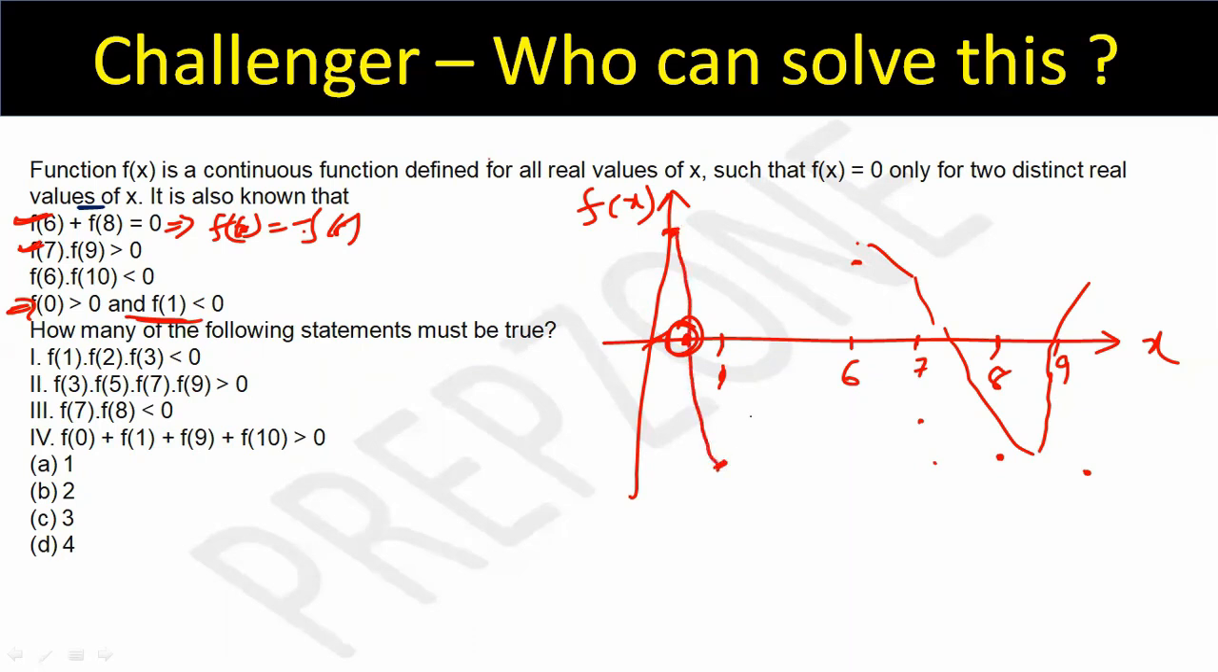Now I'm just looking for one more root. So I know that the root should lie between 6 and 7. So the graph has to be like this, somewhat like this. This should be the only way in which I can have all of these conditions met.